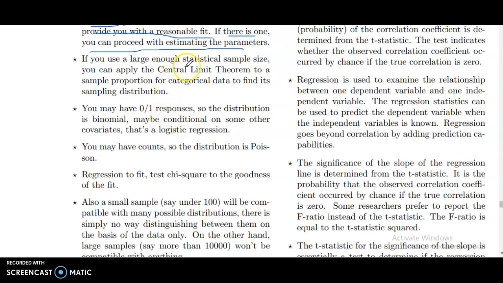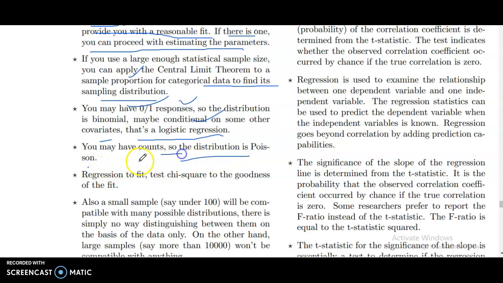If you use a large enough statistical sample size, you can apply the central limit theorem to a sample proportion for categorical data to find its sampling distribution. You may have 0 or 1 responses, so the distribution is binomial, which may be conditional on some other covariates. That is a logistic regression. You may have counts, so the distribution is Poisson regression. Use a chi-square test for the goodness of fit.